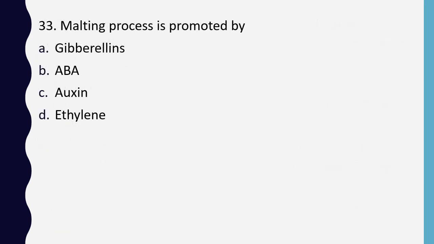Question number 33. Malting process is promoted by gibberellin, ABA, auxin, ethylene. Malting process is promoted by. The correct answer is option A, that is gibberellins.